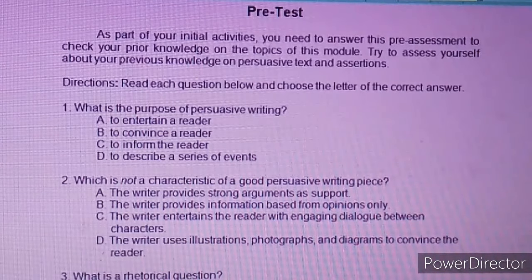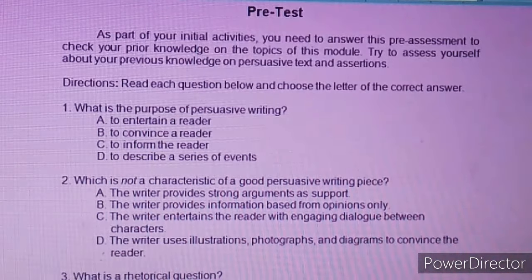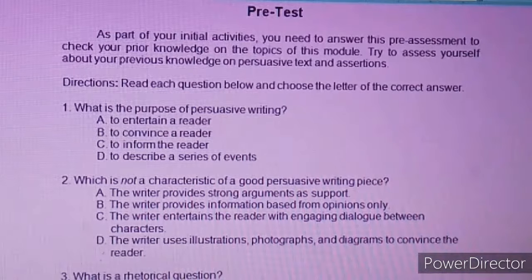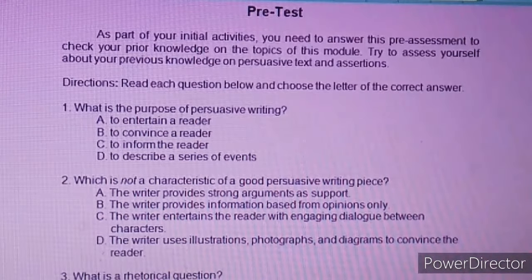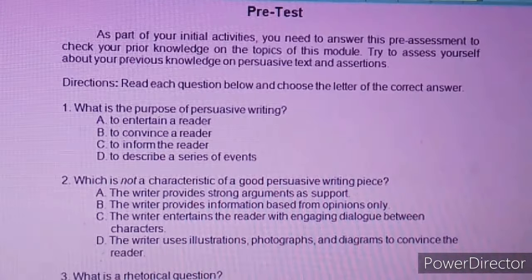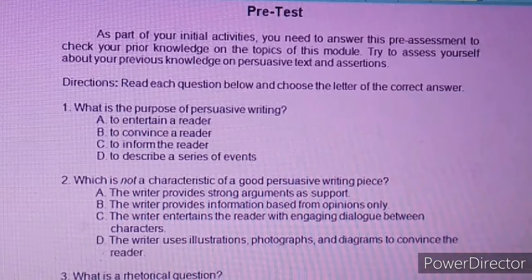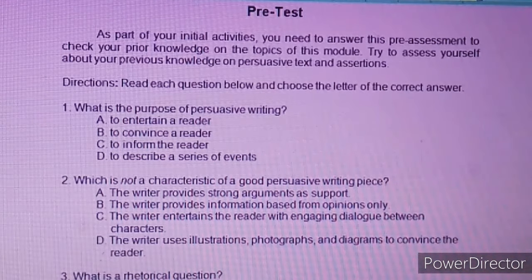Let us go directly to the pre-test. As part of your initial activities, you need to answer this pre-assessment to check your prior knowledge on the topics of this module. Try to assess yourself about your previous knowledge on persuasive text and assertions. Here is the directions. Read each question below and choose the letter of the correct answer.